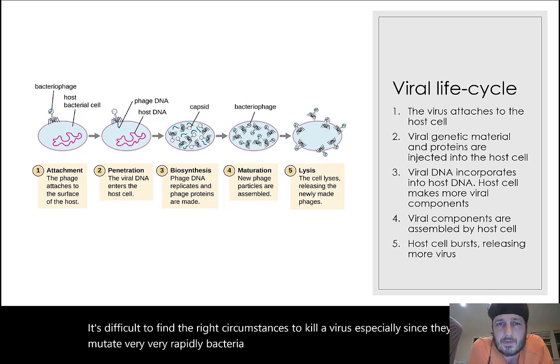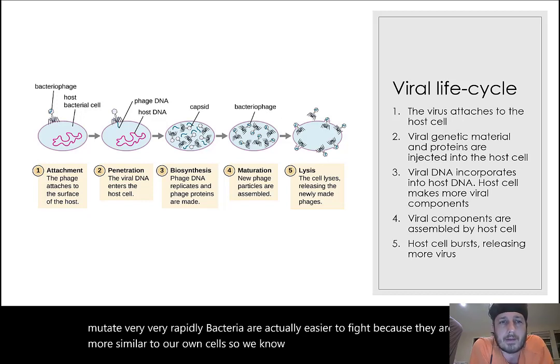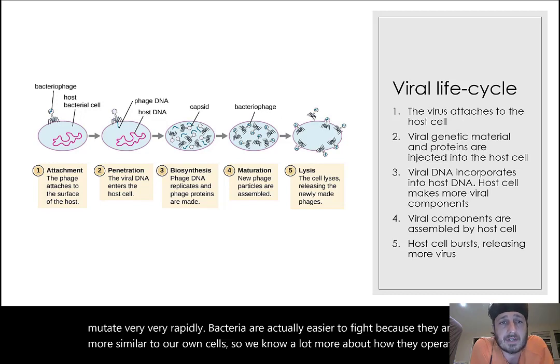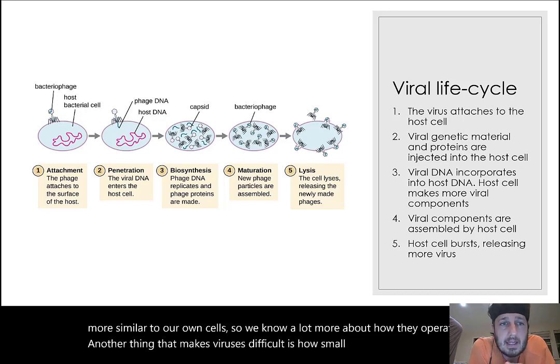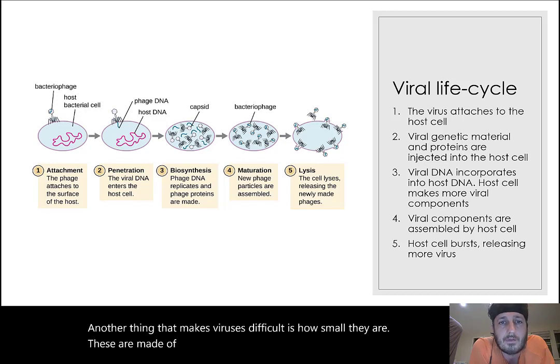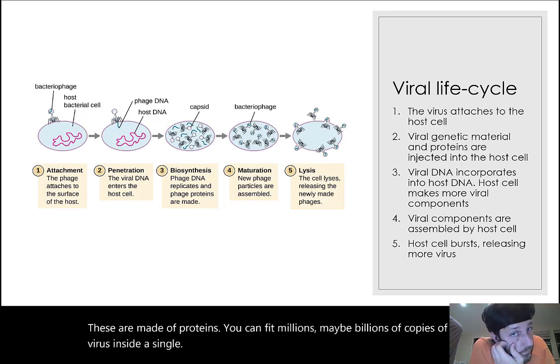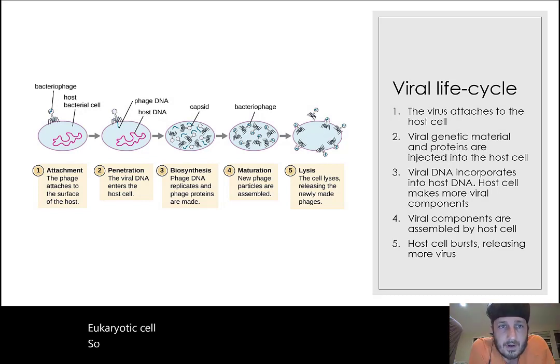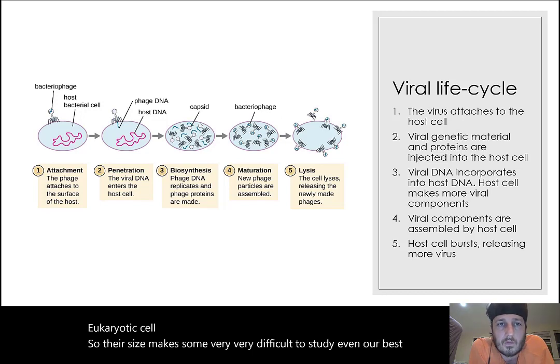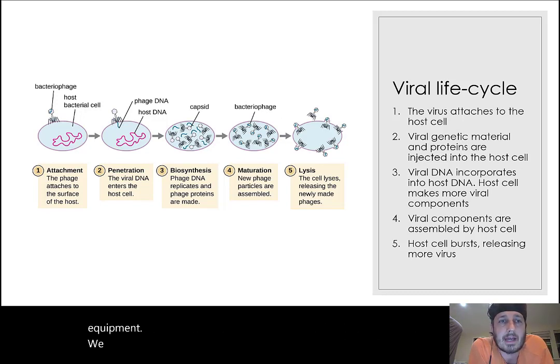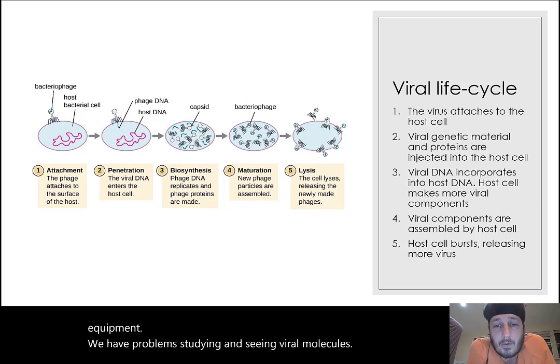Bacteria are actually easier to fight because they're more similar to our own cells, so we know a lot more about how they operate. Another thing that makes viruses difficult is how small they are. These are made of proteins. You can fit millions, maybe billions of copies of a virus inside a single eukaryotic cell. So their size makes them very, very difficult to study. Even with our best imagery equipment, we have problems studying and seeing viral molecules.